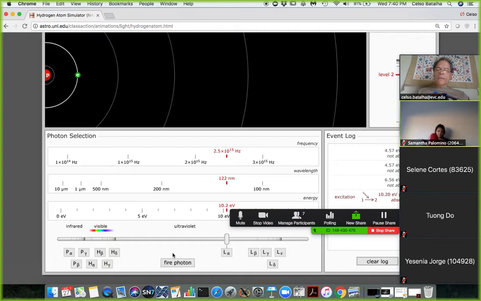So the electron goes to an upper orbit, and when it comes down, it fires off that photon, but in a different direction. Let me do it again. The atom absorbed, sent the electron to an orbit, and then when the electron goes back to its original orbit, it fires off some radiation.